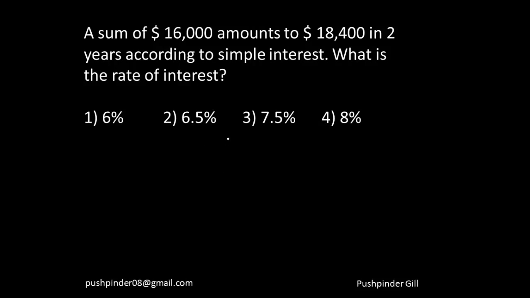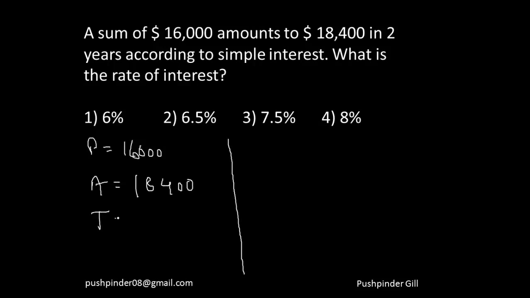Okay, so there are two ways to do that question. In fact, there's only one way, but I'm going to show you how you can approach this question in two ways. First of all, using the simple way. You know that principal is equal to 16,000, and you know that amount is equal to 18,400, and you know that the time is equal to 2 years. Fine. And what do you need to find? You need to calculate the rate of interest. So I can say that amount is equal to principal 1 plus rate into time by 100.